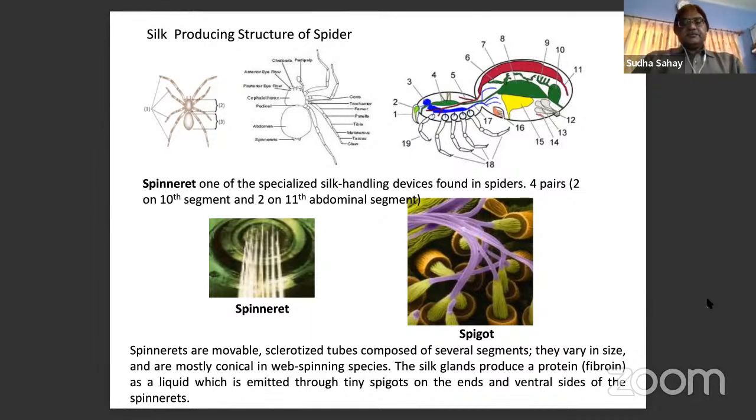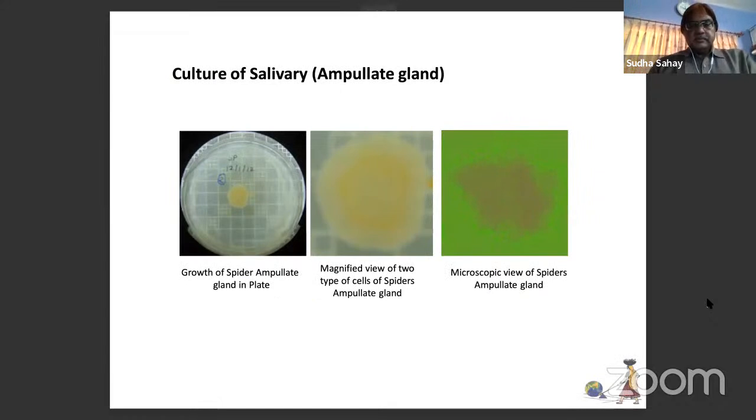Next. So this is how we developed the cell lines. This is the picture of that in the plate. Next.